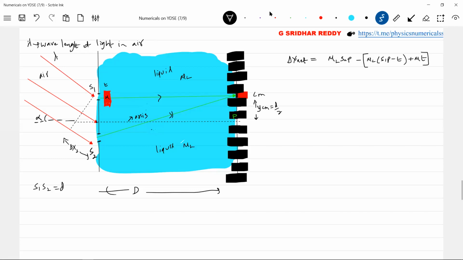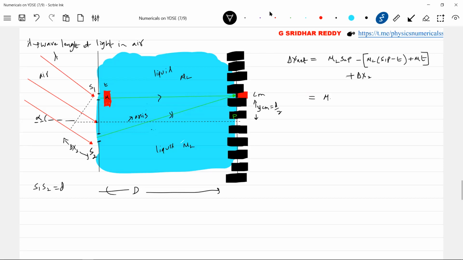Before the slits, it is the same equation, so it should be plus delta x2 or minus delta x2. I think ray 2 will cover more path before the slits, and ray 2 will cover more path after the slits also. We are assuming it to be here. So this will be the equation.